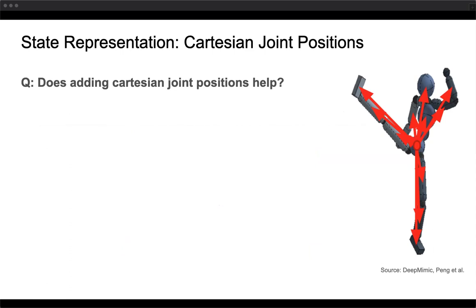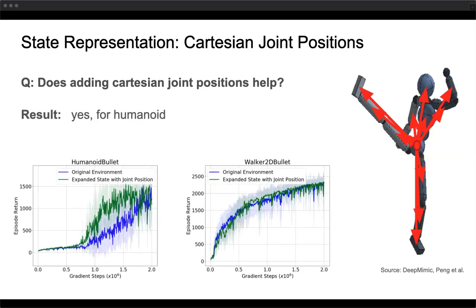Regarding state representation, we can ask ourselves, what should we include in the state representation? What are the best pieces to add to help the policy learn the best possible actions faster? For example, what about adding Cartesian joint positions, which are widely used in the graphics and animation community? That is, adding the Cartesian distance between the root link and the different joints of a character. It turns out that it helps only for some environments. For example, for humanoid, it gets faster learning, but the final policy doesn't change much.